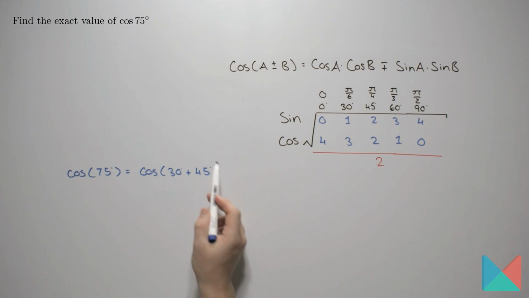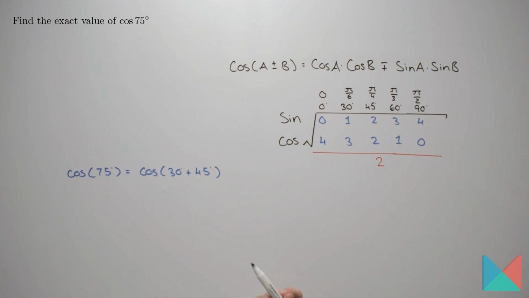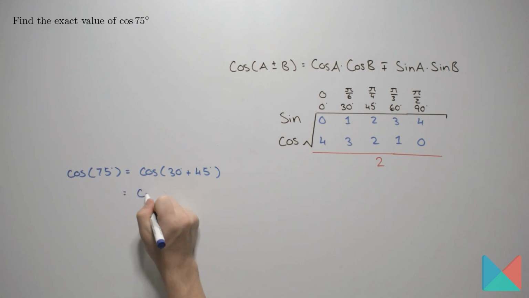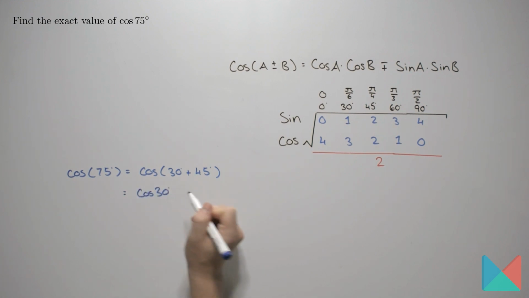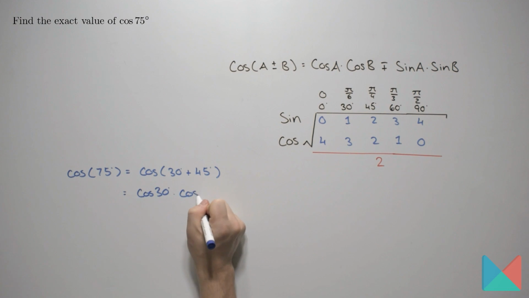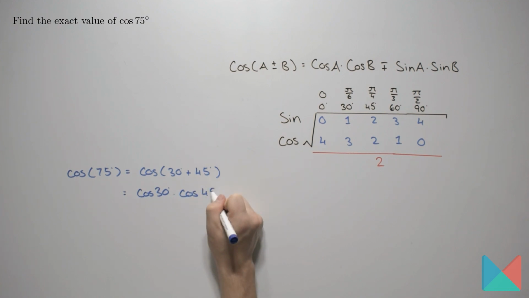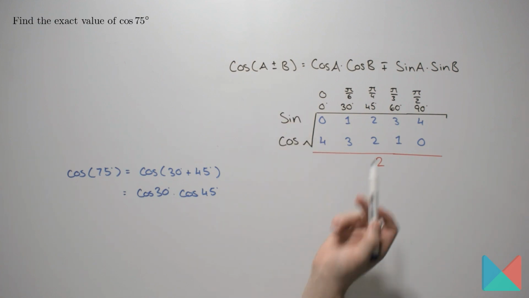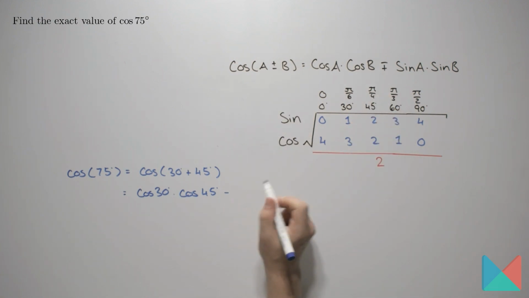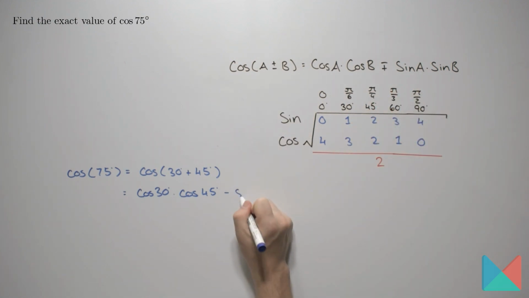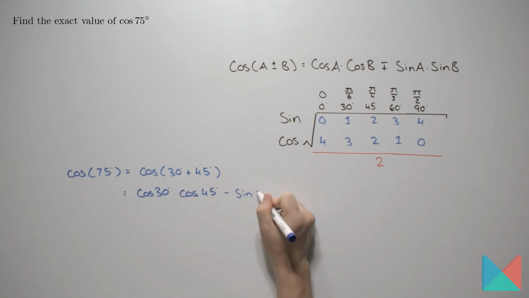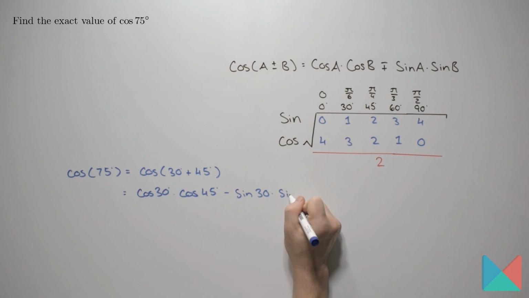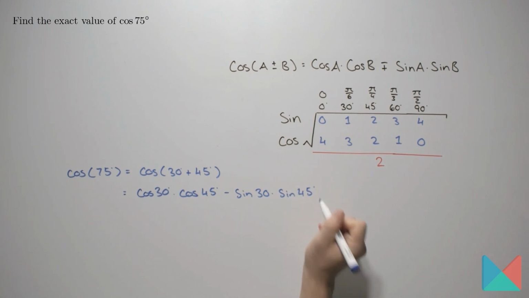And now we can use the angle sum identity for cosine. So we're going to get cos of A times cos of B, which is just going to be cos of our first angle, 30 degrees, times cosine of our second angle, 45 degrees. And because we're using the sum identity, we're going to be using the top operator, which is going to be a negative, sine of A times sine of B, sine of our first angle, 30, times sine of our second angle, which is sine of 45 degrees.